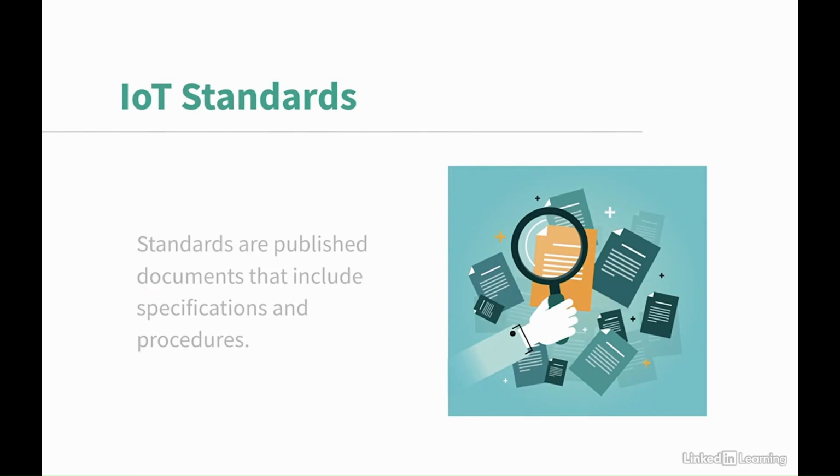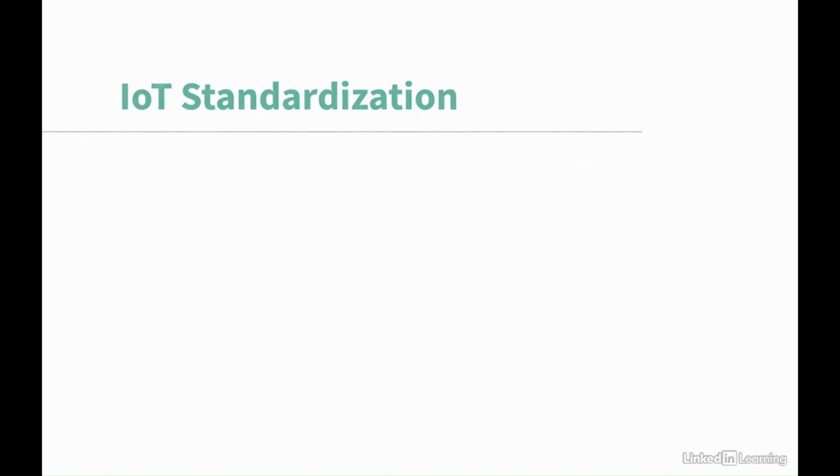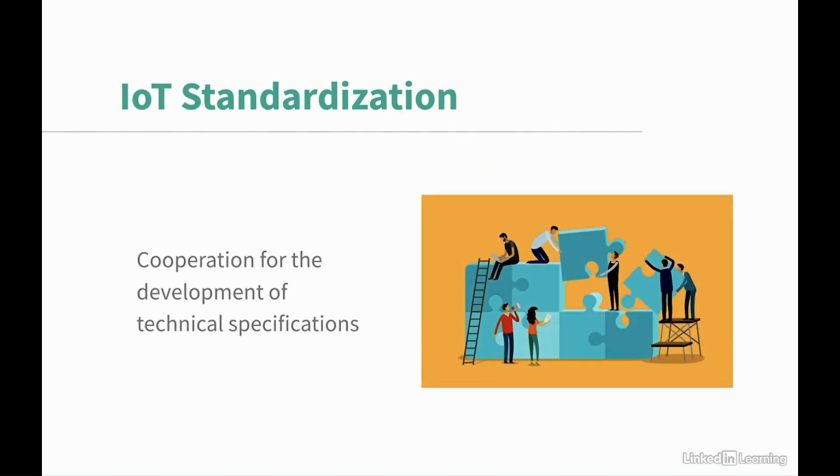IoT standards. Standards are published documents that include specifications and procedures. IoT standardization is the cooperation among industry, customers, public authorities, and other interested parties for the development of a technical specification of IoT applications. There are different regional and international standards organizations that work on producing the IoT standards.